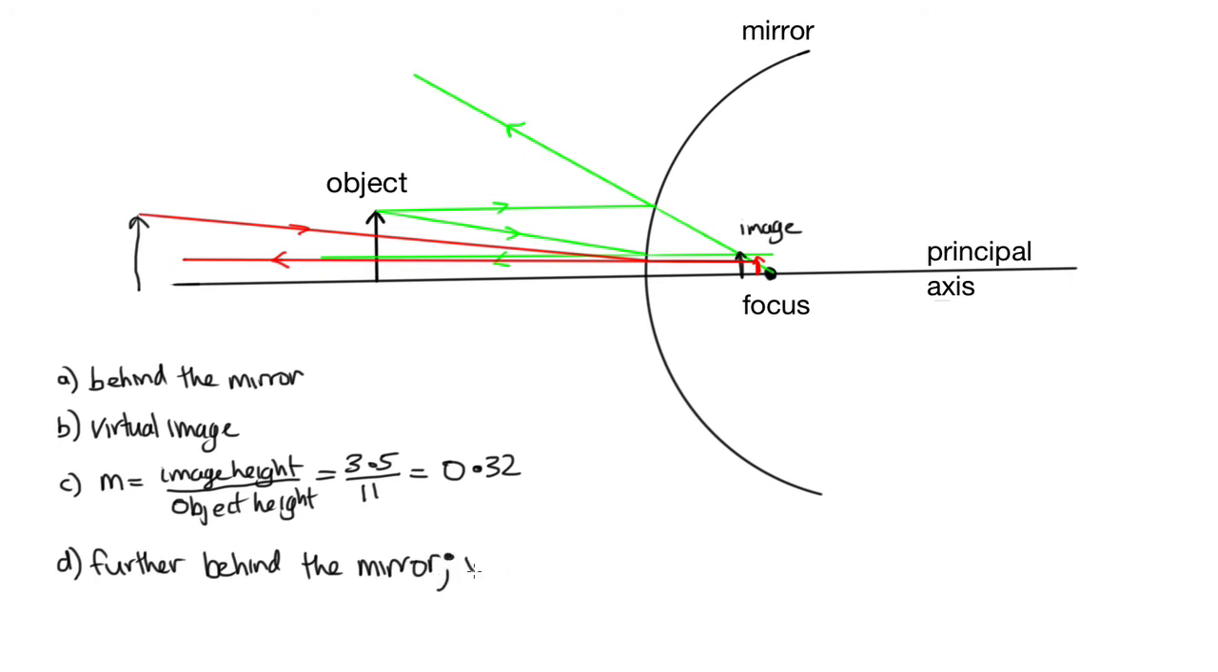It's still a virtual image because the light is still not actually passing through there. And then with the magnification, you can see that the object hasn't changed. So the object height's still the same, but the image height is smaller. So we would expect a smaller number. Now, when I actually measured that, I ended up with 2/11, which is equal to 0.18 for the magnification. Your magnification would be somewhere around here as well. Okay, so that's how we solve that problem.